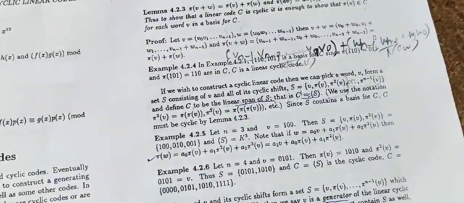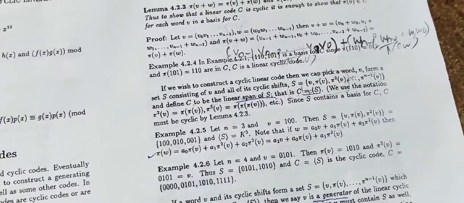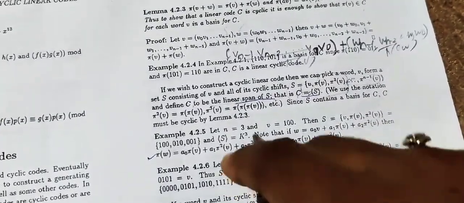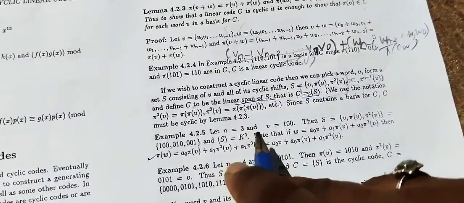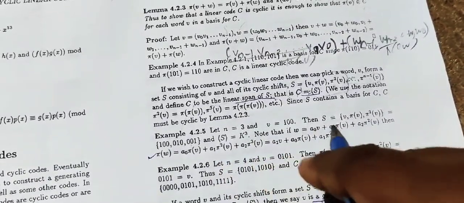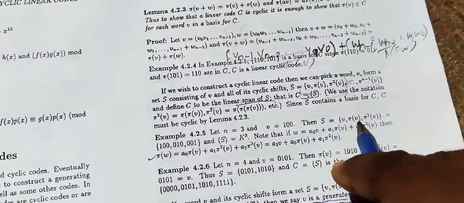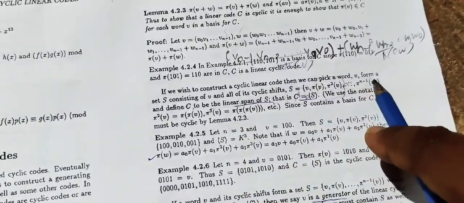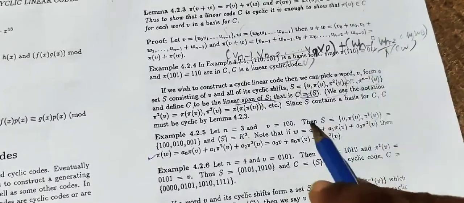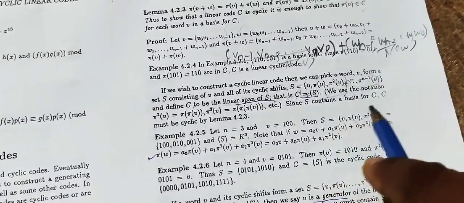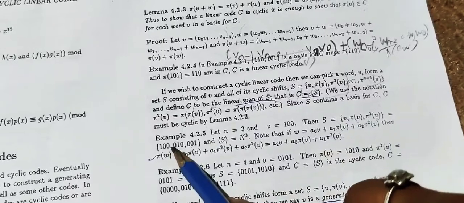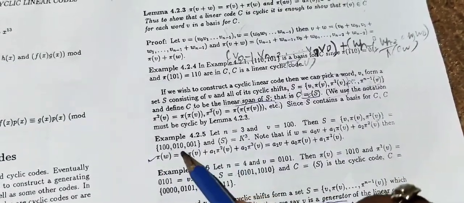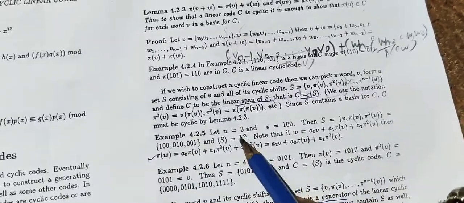That is our cyclic process, S, which is the basis. So here is the problem. Here n is equal to 3 and V is equal to 1 0 0. S is equal to V, pi of V, pi square of V. Here n is equal to 3, but n minus 1, that is 3 minus 1, is 2. So S is the set V, pi of V, pi square of V, that is 1 0 0, 0 1 0, 0 0 1. That is, this set can span the whole of K^3.